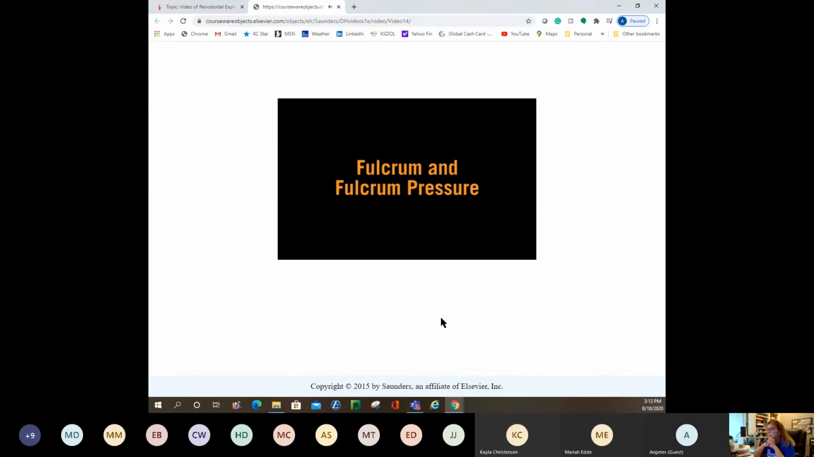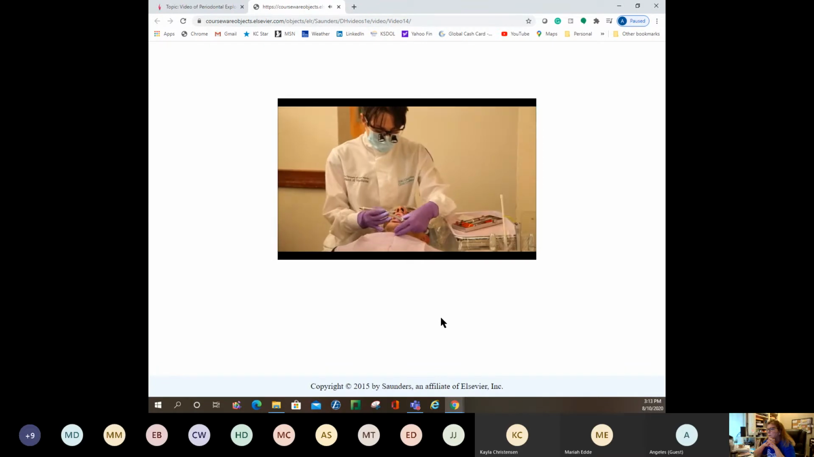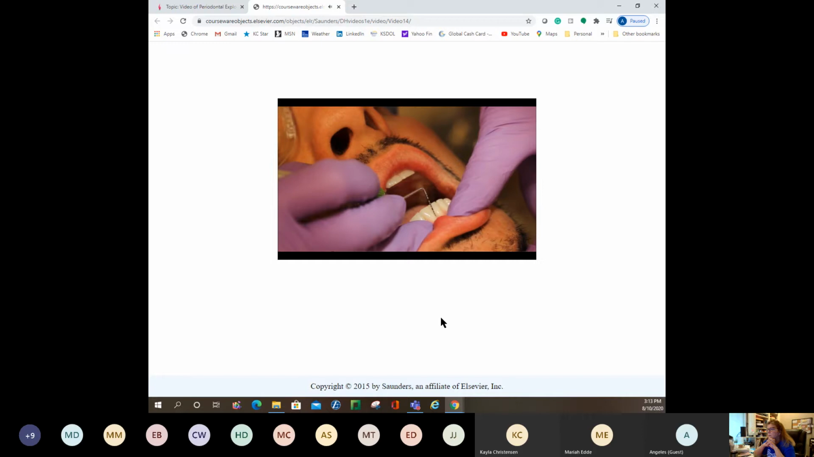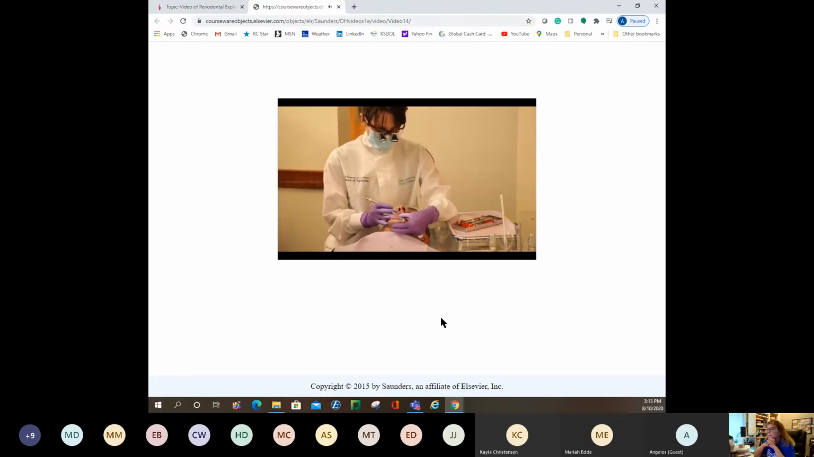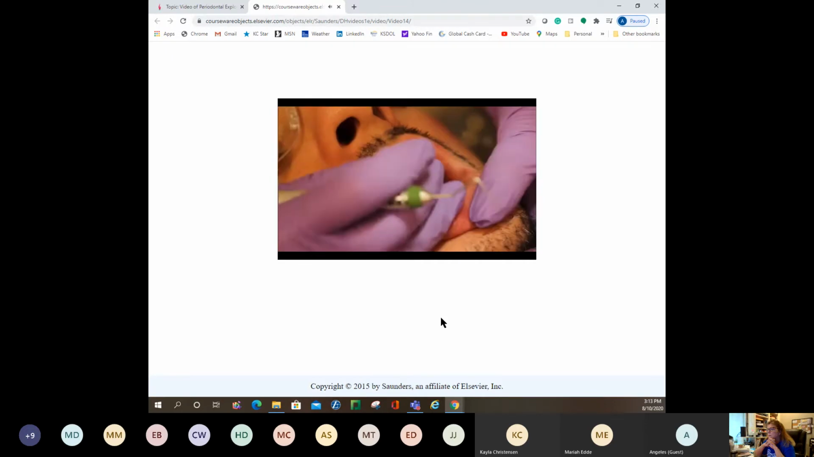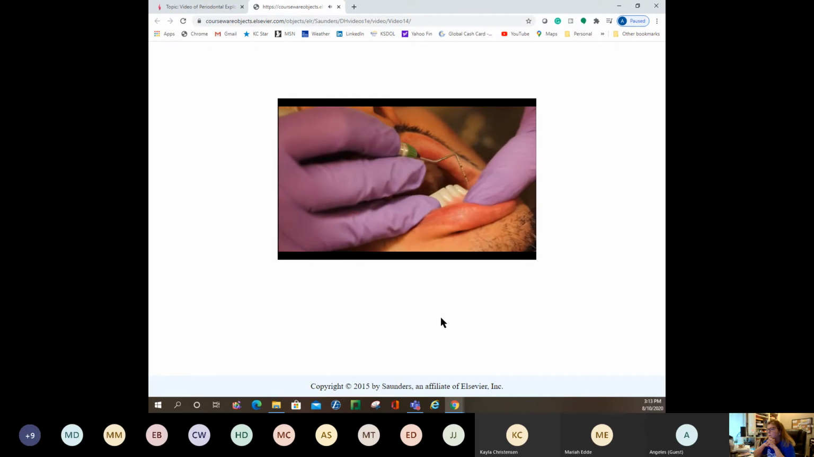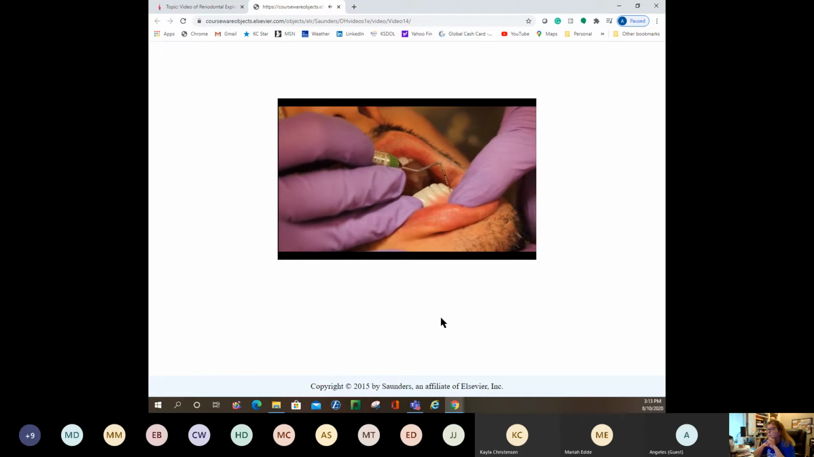Fulcrum and fulcrum pressure. Use relatively light fulcrum pressure and flexible fulcrum placement. Intraoral fulcrums are the most stable and are established inside the mouth against a tooth surface. They should be placed near the tooth being probed. Position the probe with the working end parallel to the long axis of the tooth. Position an intraoral cross-arch fulcrum on the same arch, but across from the area being probed, to easily and correctly assess the area to be probed.